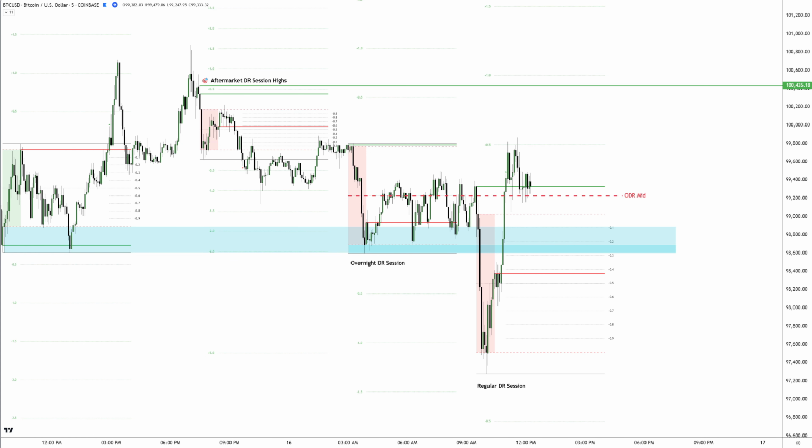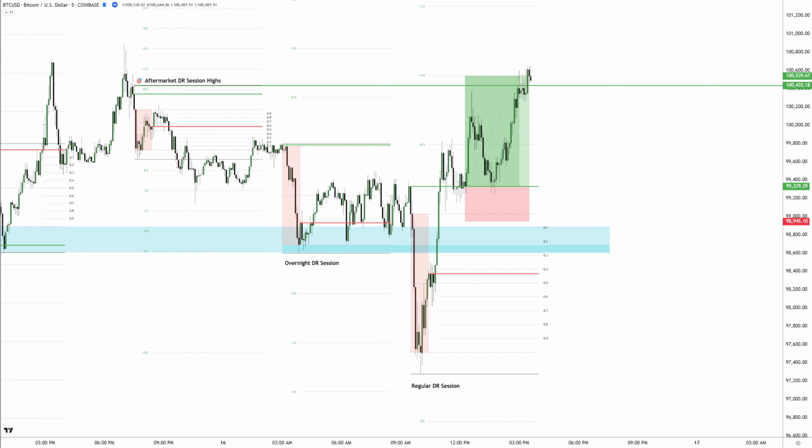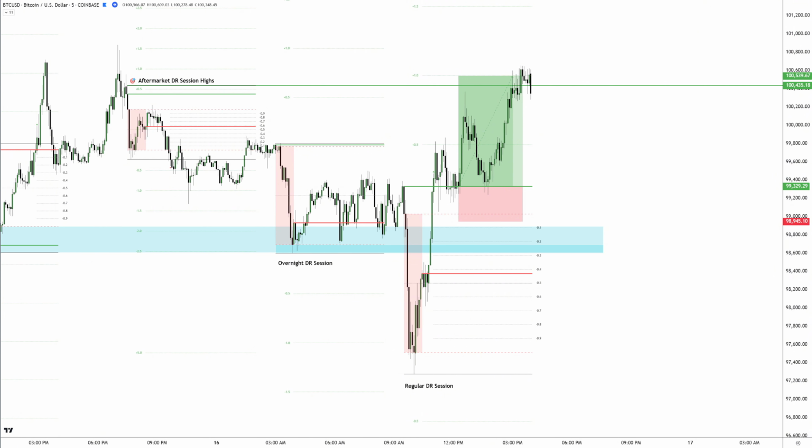For those who missed the initial opportunity, price retraces one more time, offering another entry before finally finding its way above the aftermarket DR session highs just before the session ends. Sometimes the precision of price delivery and the undeniable nature of DR characteristics are simply breathtaking. This trade was a textbook example of patience, planning, and execution.